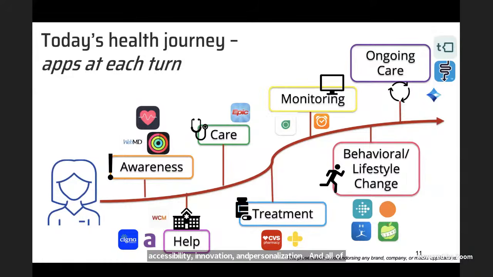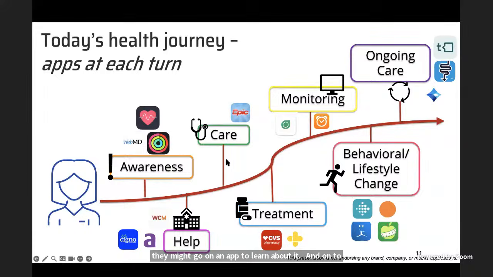With more people than ever using apps, we can think about the patient journey and how apps could be used at each turn. If we were to follow this path, and think of our person here over on the left, from the moment that they find out they have a new health condition in the awareness section, they might go on an app to learn more about it. And then on to help, maybe looking for an in-network provider through a hospital system or their insurance app to identify who they can meet with.